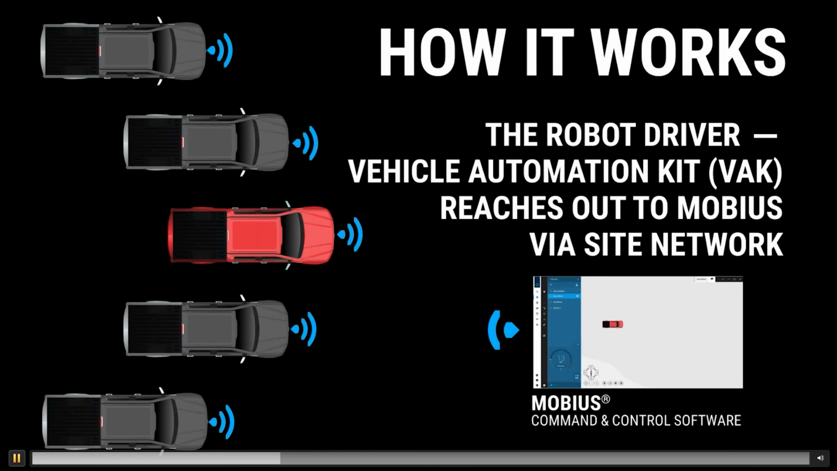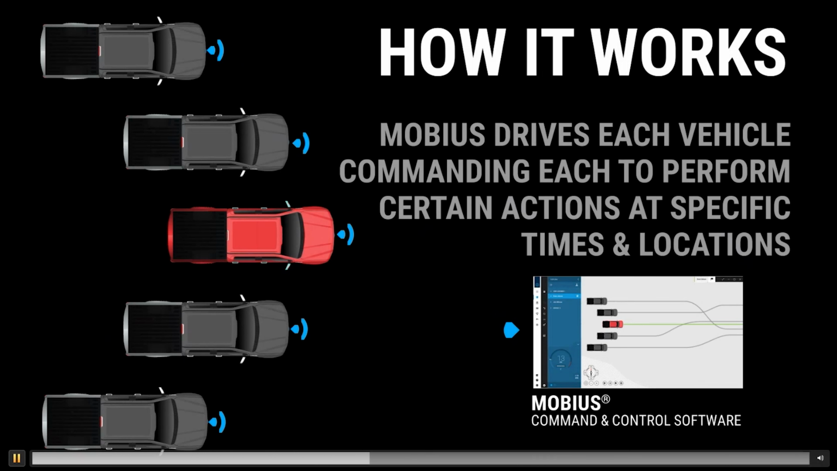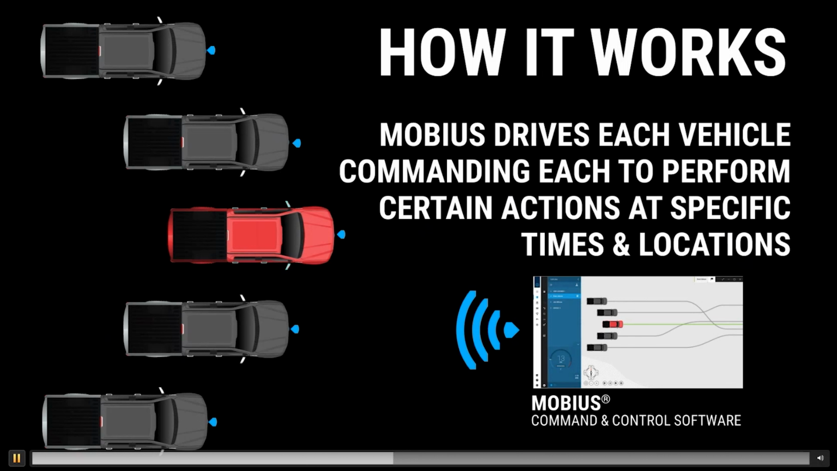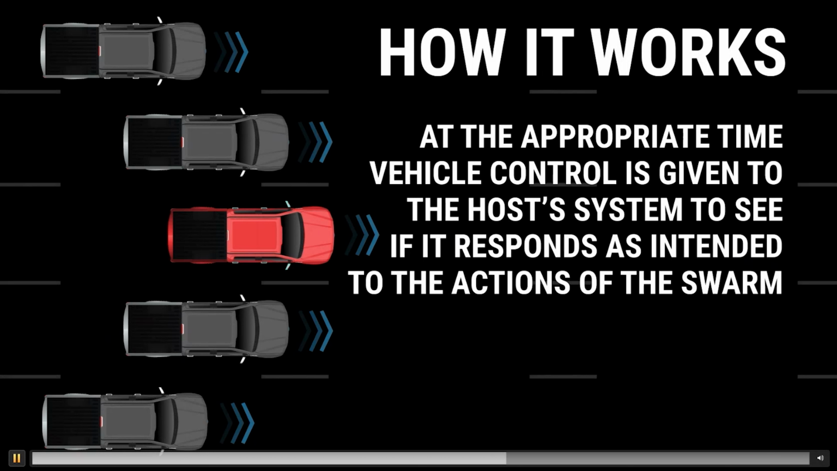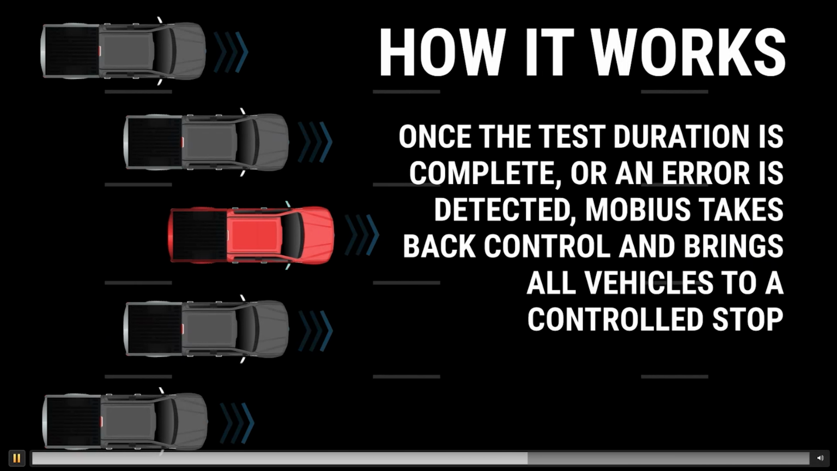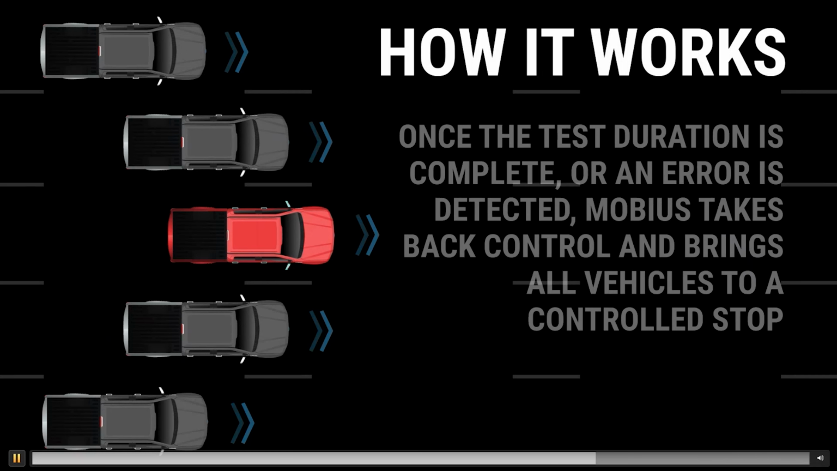We do automate the primary test vehicle as well. We will position the vehicles on the track, driving at speed and in correct position, and then we turn over control to the ADAS vehicle. Mobius continues to monitor that vehicle as an autonomous safety rider. If the vehicle should leave its intended position by exceeding the tolerances given, then we will actually resume control, take control back from the ADAS system, and bring all of the vehicles to a controlled stop.